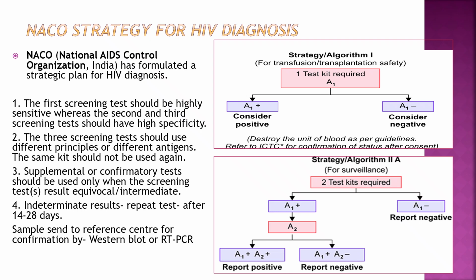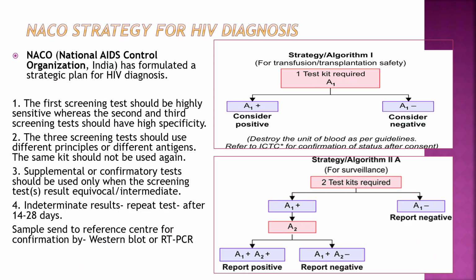NACO strategy for HIV diagnosis. NACO, National AIDS Control Organization, India, has formulated a strategic plan for HIV diagnosis. First, the first screening test should be highly sensitive, whereas the second and third screening tests should have high specificity. The three screening tests should use different principles on different antigens. The same kit should not be used again. Supplemental or confirmatory tests should be used only when the screening result is equivocal or intermediate.